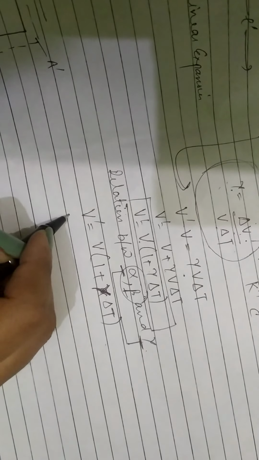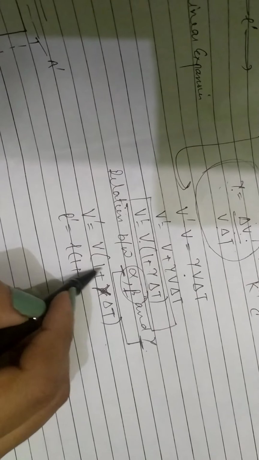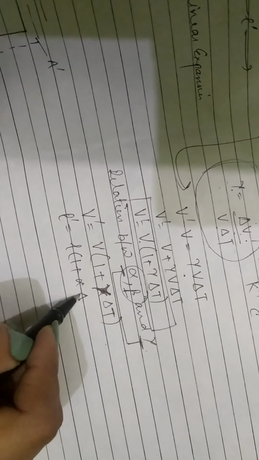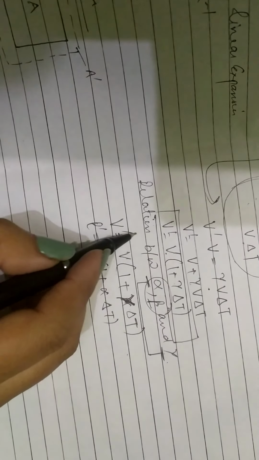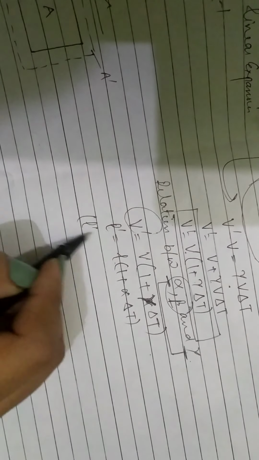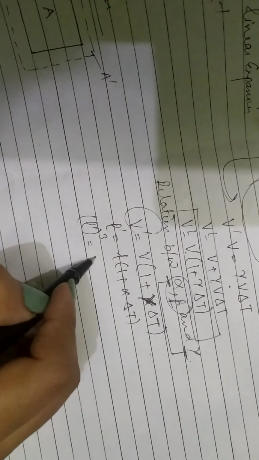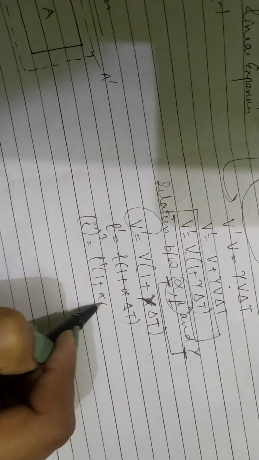What is the linear expansion? For the length increase, L dash will be L into 1 plus alpha delta T. Now for the volume increase, if we take the cube, the volume of the cube is L cube. So when we take the cube on both sides, it is L cube into 1 plus alpha delta T, whole cube.